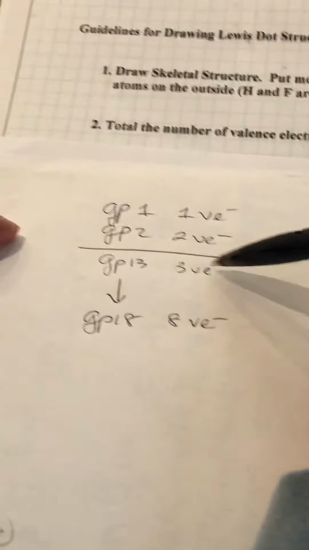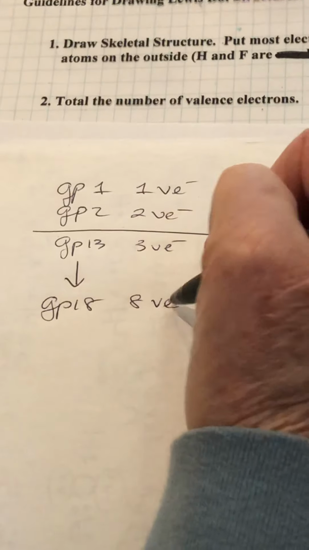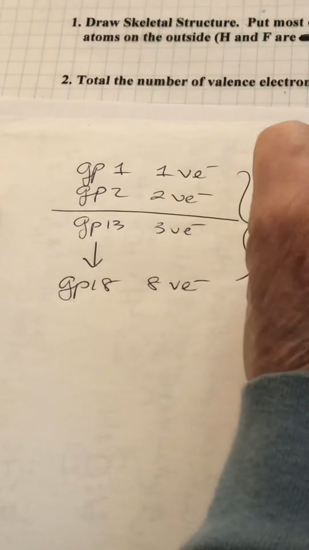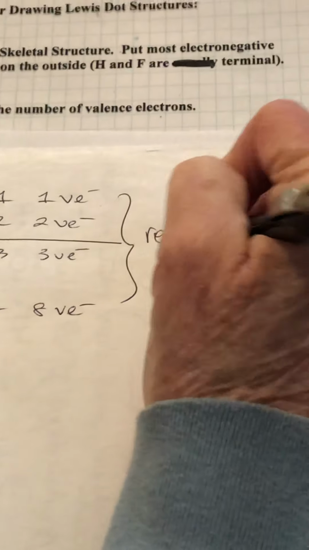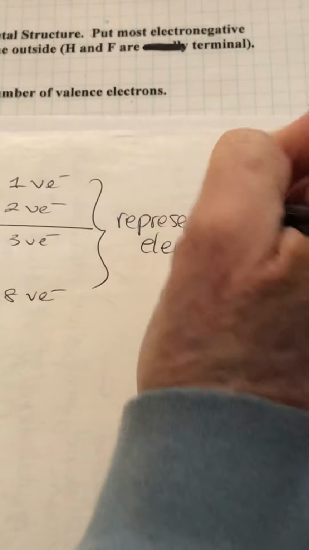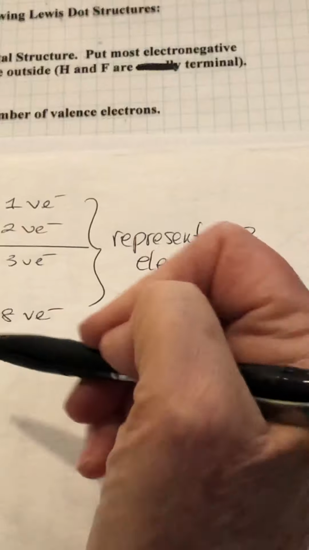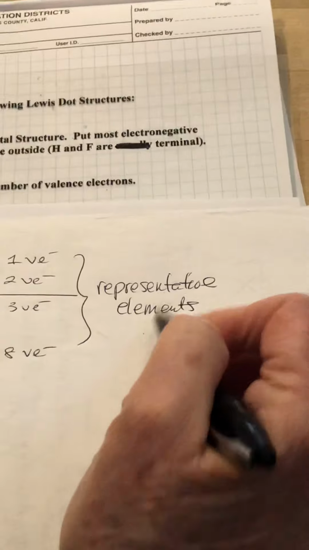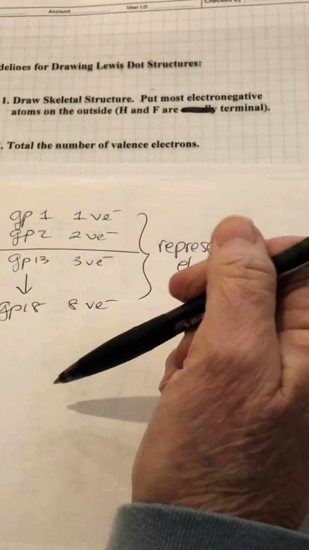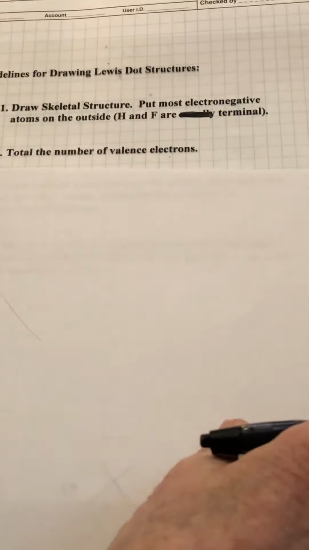Why are we not interested in groups 3 through 12? They don't behave very well. Groups 1 and 2, the S block and the P block, are called the representative elements. And just like when you go out to visit an elementary school and you are in your uniform, you are representing the school because you're well behaved and you're properly dressed, the representative elements do what we expect them to do. So, rule 2, you're going to total up the number of valence electrons.